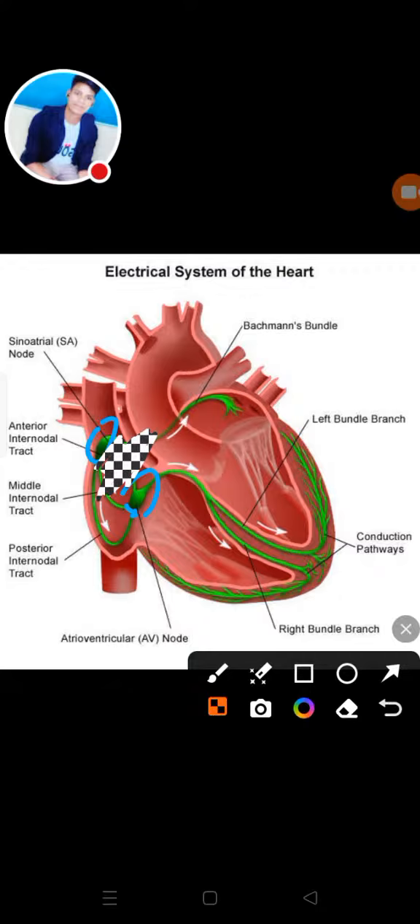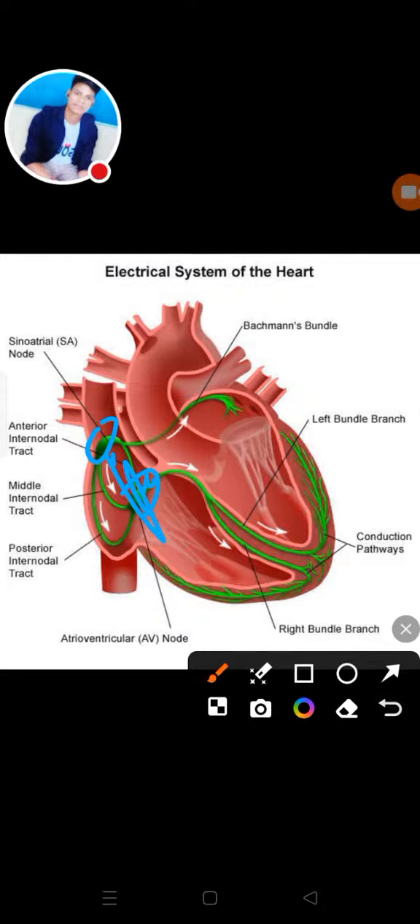Because of that, the electrical impulses from the SA node are not coming to the AV node. The electrical impulses will not come from the SA node, so they do not reach the AV node. Due to that, the electrical impulses to the heart will be stopped.